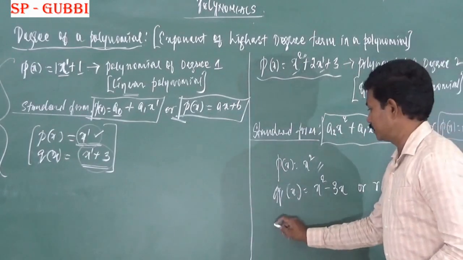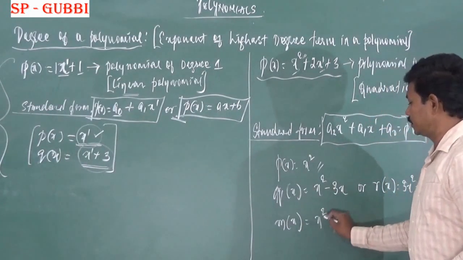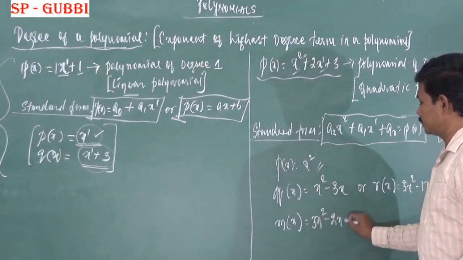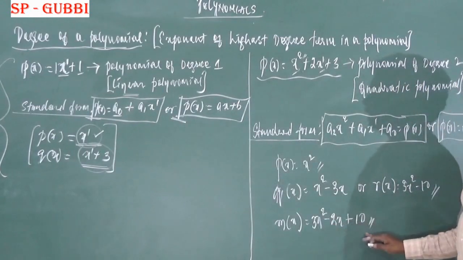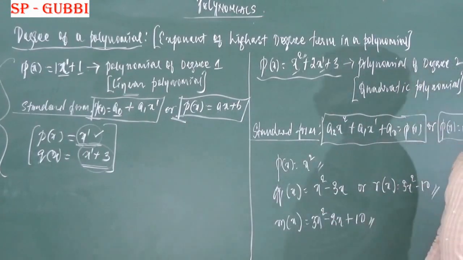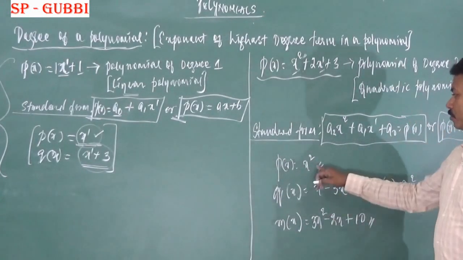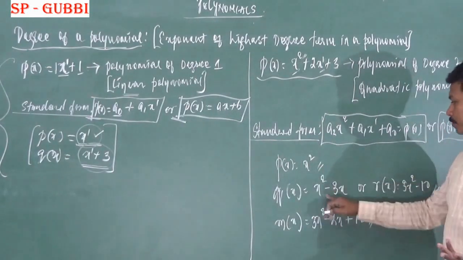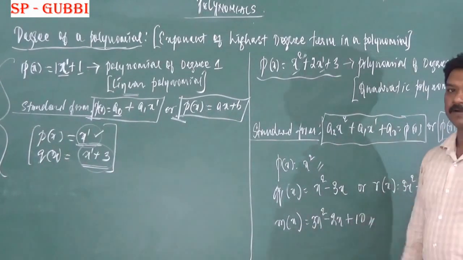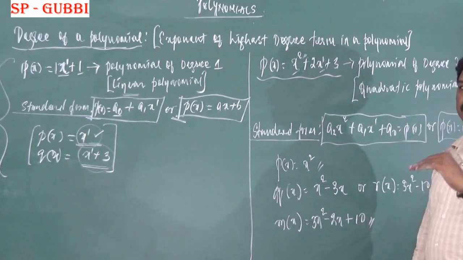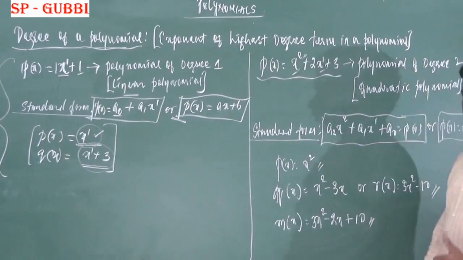So then we will go with another one. M of x is equal to 3x square minus 2x plus 10. So this is also an example. It's also a quadratic polynomial which is a trinomial. Don't keep it in your mind that only trinomials can form quadratic polynomials, nothing like that. A monomial can also be a quadratic polynomial, a binomial can also be a quadratic polynomial, and a trinomial will be a quadratic polynomial if the degree of the variable involved is exactly 2. So this is a quadratic polynomial, right?